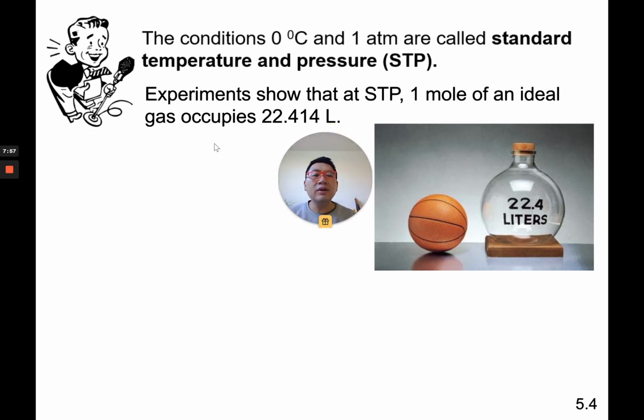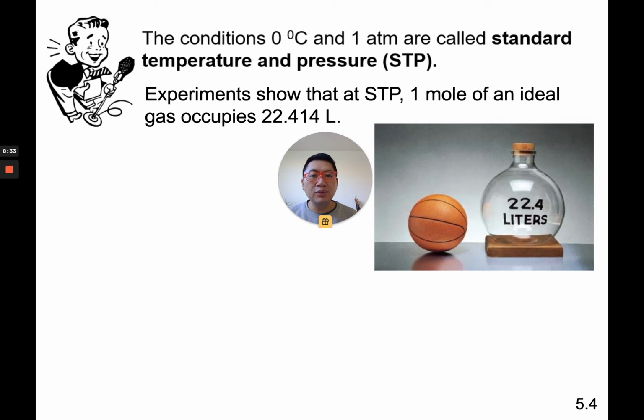So 1 mole of any gas, how big is that? Well, here's a basketball for reference of size. Obviously bigger than a basketball, about that size. 1 mole of any gas at STP is 22.414 liters. Not a number you have to memorize, but we know that if you took hydrogen gas, oxygen gas, helium, or carbon dioxide, 1 mole of that gas at 0 degrees Celsius and 1 atmosphere will have a volume of 22.414 liters.